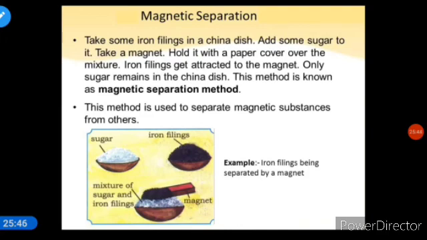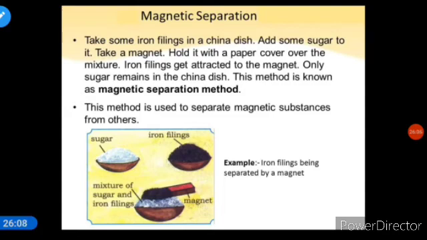Now the next one is magnetic separation. So magnetic separation, you can understand, we can use a magnet to separate things. And which things are easily separated by magnetic separation? Very easy. Iron, which is easily attracted by the magnet. What is that? It is iron only.